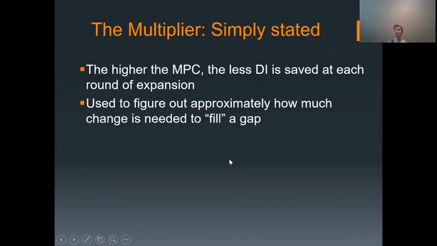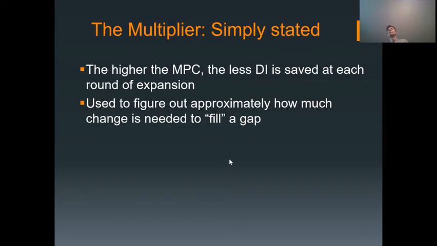So in simple terms, all you have to do is say, if you have a higher MPC, the less disposable income is saved at each round of expansion. Therefore, the multiplier is higher. So higher MPC, higher multiplier, which means that you need less money changing hands at that beginning round. That autonomous change doesn't have to be as big to fill a gap.